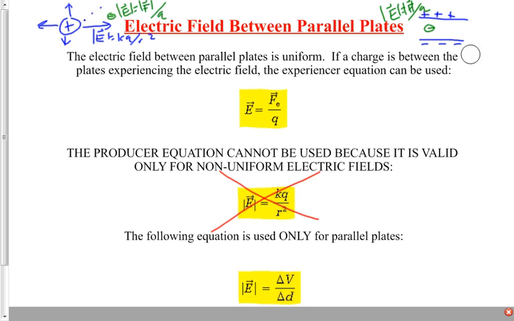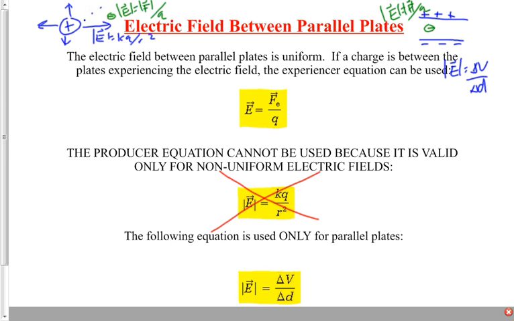So now we've got two equations that apply in both situations. We've got what we call the producer equation that applies when we have a point source producer like we've had up until now. And we have an experiencer equation when an experiencer is in that non-uniform field. We also have a new producer equation that's valid for the parallel plates or the uniform field, delta V over delta d, although you don't know how to use that yet. But we also have the same experiencer equation that we had before.